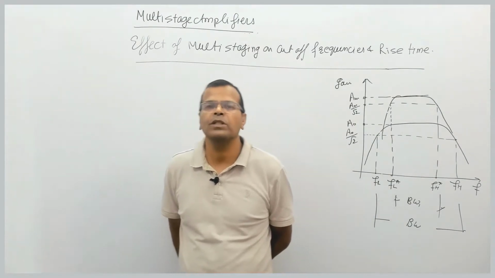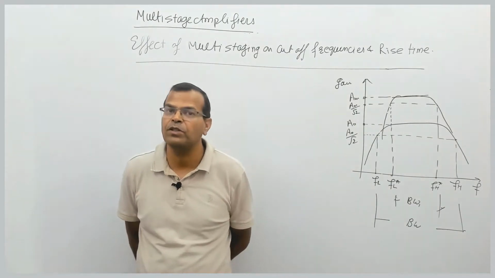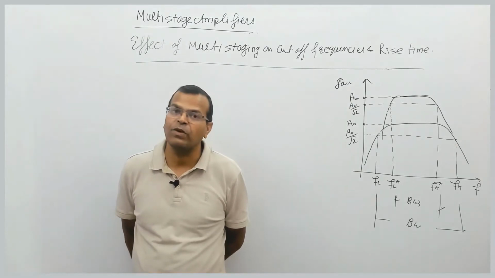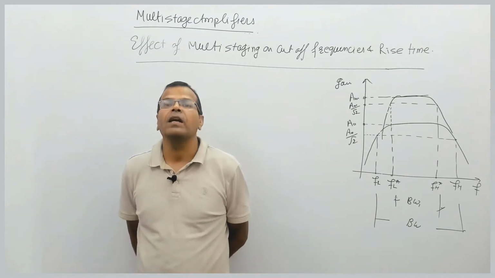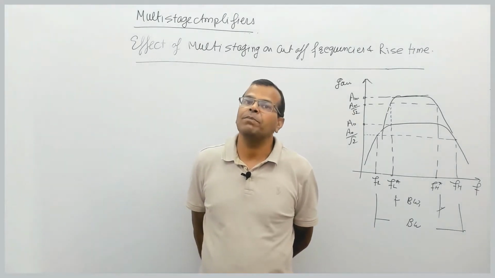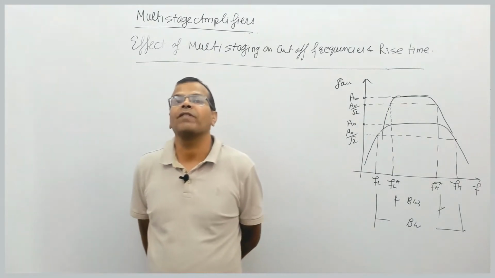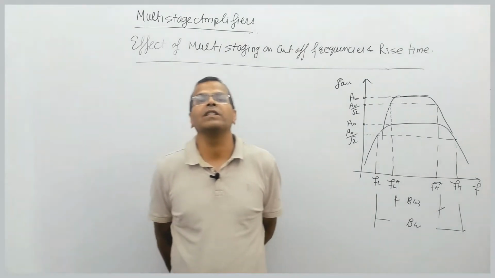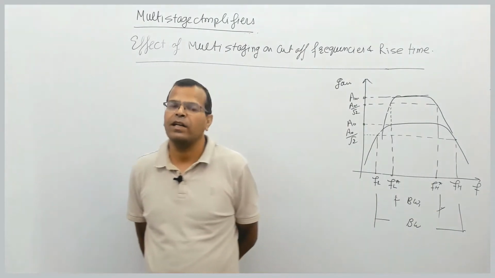There are objective questions from this topic also in GATE as well as engineering services. So you should remember, gain bandwidth product remains same. Due to multistaging, bandwidth decreases, lower cutoff frequency increases, upper cutoff frequency decreases, and gain of the amplifier increases.